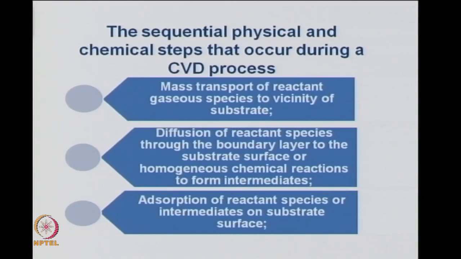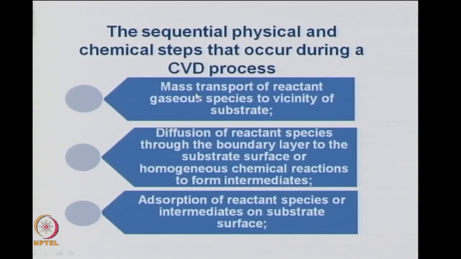Now, the various steps that occur in a CVD process, both physical and chemical steps, are as follows. You have mass transport of the reactant gaseous species. So, that volatile precursor gives out gaseous species, and these gaseous species are transported. So, there is mass transport close to the vicinity of the substrate. That mass transport is important.